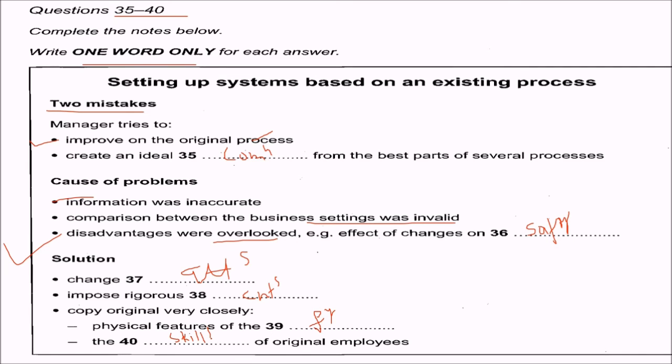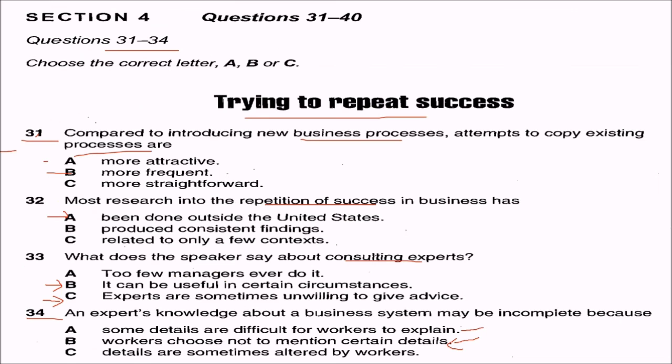So now we have just heard this conversation, not conversation, but advice actually. And now let us try to answer the questions. We have half a minute, so we'll answer them one by one, right from 31. Compared to introducing new business processes, attempts to copy existing processes are more frequent. B is the answer. 32: most research into the repetition of success in business has produced consistent findings. The answer is B. We were told that research has been done outside the United States, but the indication of this question is that it produced consistent findings.